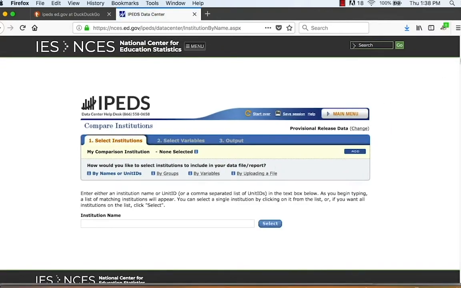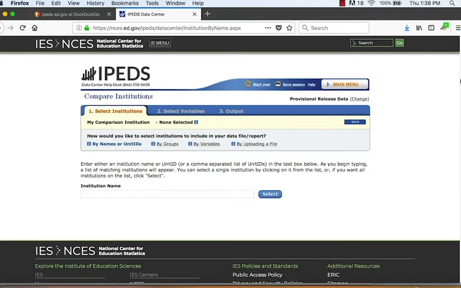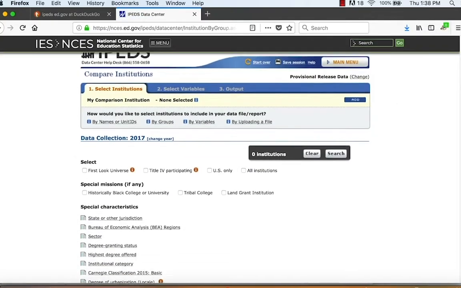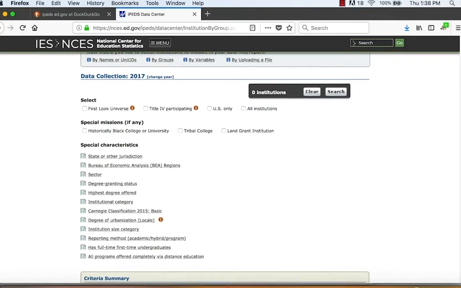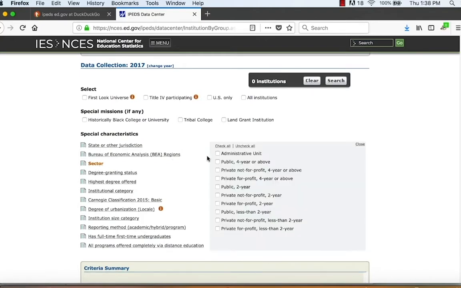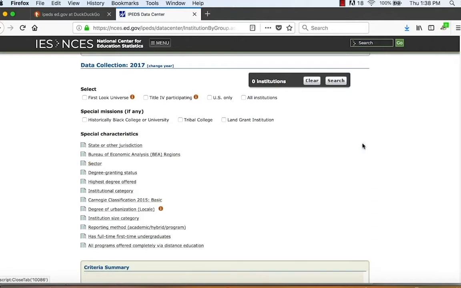Okay, now, so far it's been pretty easy, but now comes the tricky part. So if you are looking up just one particular college, of course you enter the name, but since we're going to try to compare some colleges, we're going to go with the groups. Okay, now you can see there are many, many different ways to slice and dice your group. You can choose, let's say, by state. You can choose by region. You can choose by sector. And you can do all of these. You can choose, as we will do later, say public colleges in one particular state.